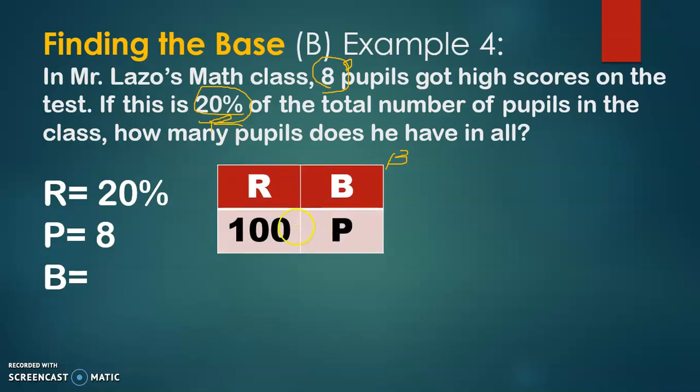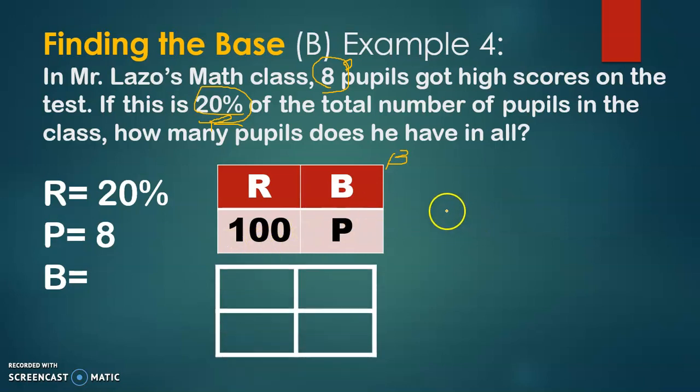Let us solve using the Cavendish square. Cavendish square ulit, rate, base, percentage, and then 100. Okay, yun lang i-memorize ninyo. Okay, and then, let us replace the values. Of course, 100 is constant. Okay, rate is 20, and then, base ang nawawala. Okay, percentage is nandito, 8.